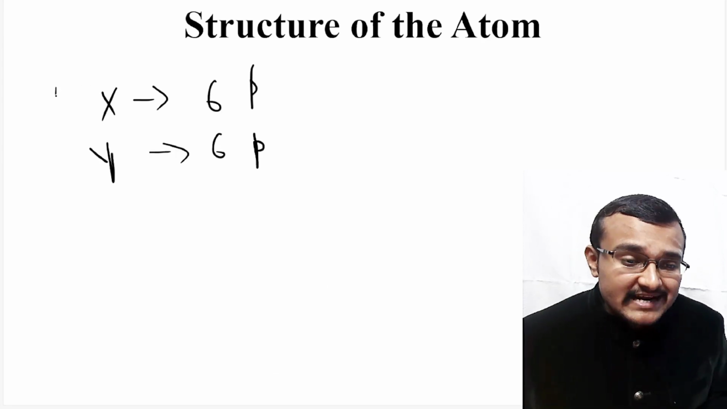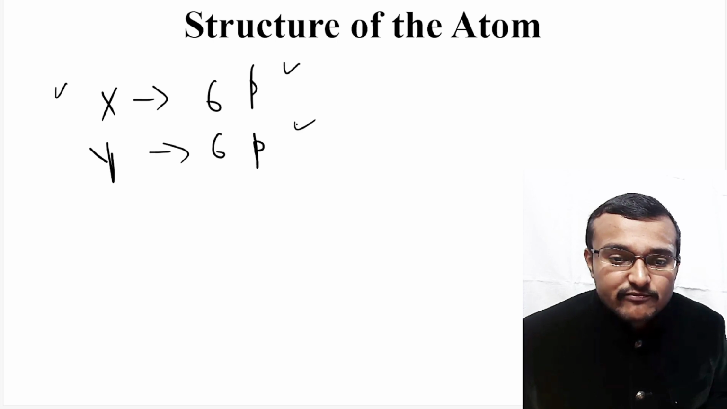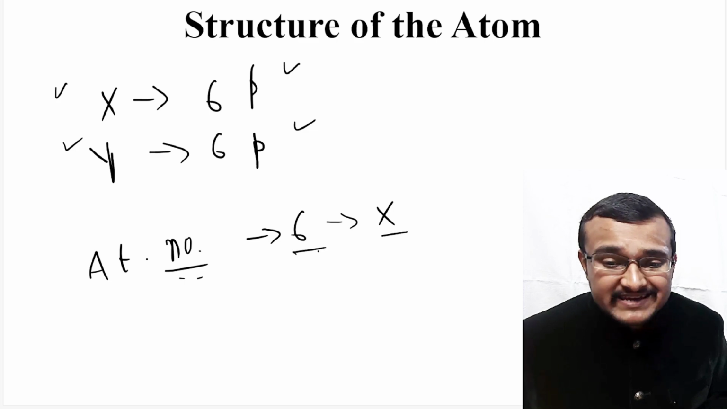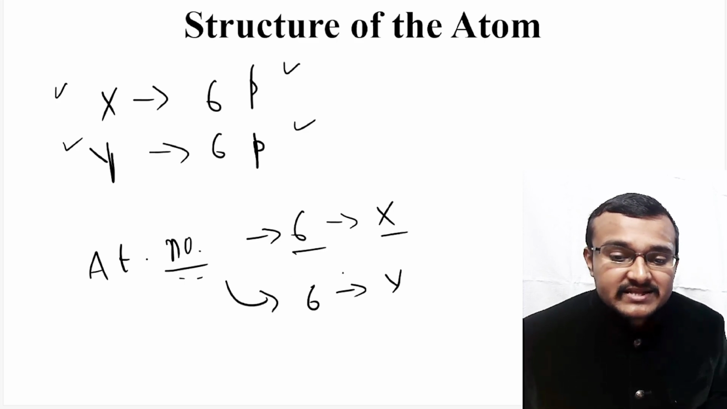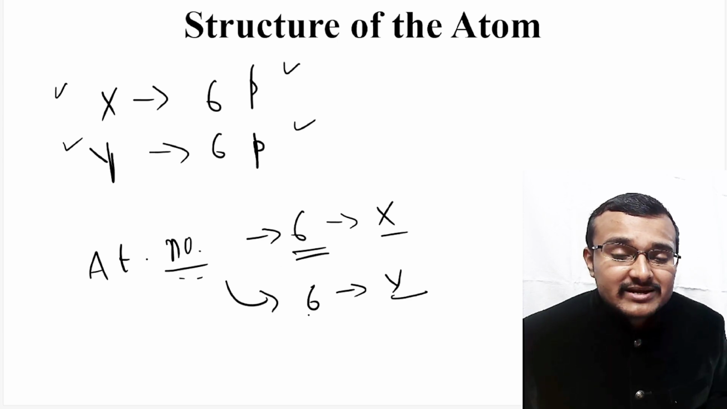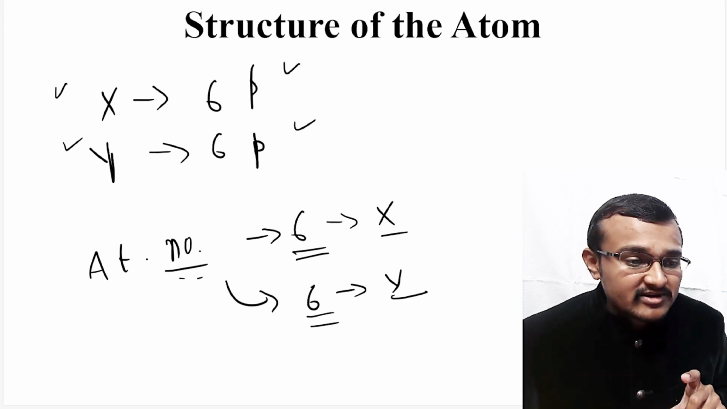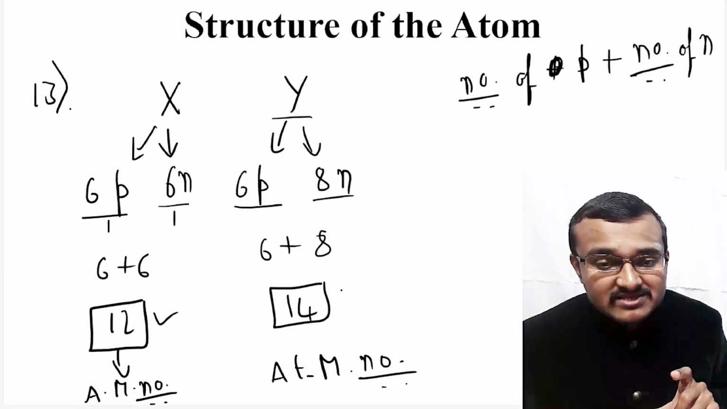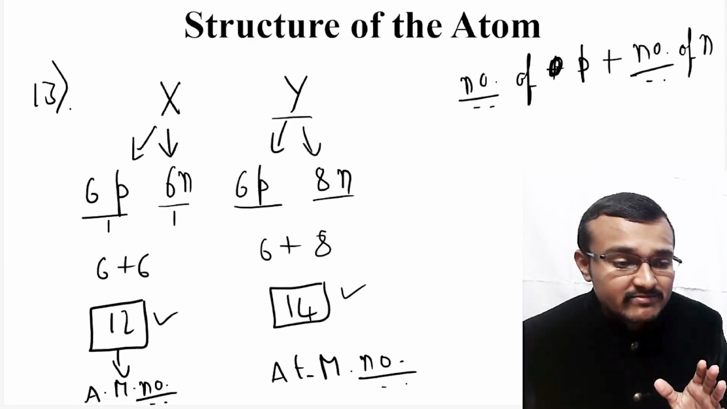Both the atomic species have 6 as their number of protons. X has 6 protons, Y also has 6 protons. So the atomic number of X is 6 and the atomic number of Y is also 6. That means both X and Y have atomic number 6 and 6. So here you can see atomic numbers are the same, but when you consider atomic mass number, X has 12 and Y has 14.